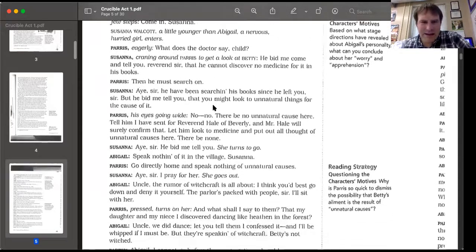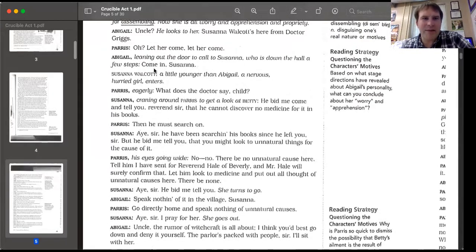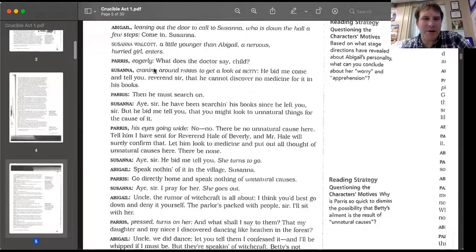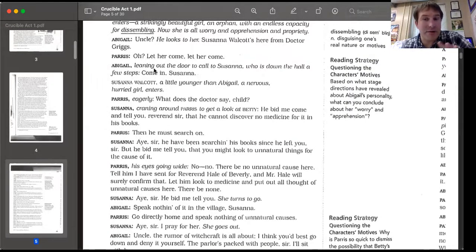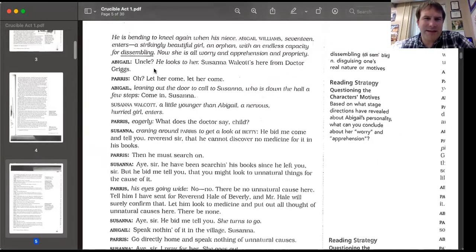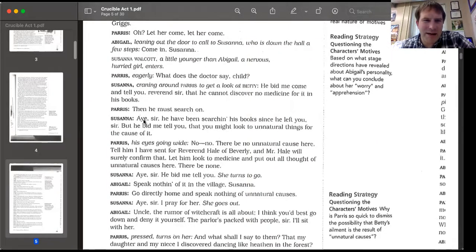And here's an interesting thing. We meet two other characters. We meet Abigail and Suzanne Walcott. Abigail is going to be the bigger one that we're going to focus on most of the rest of this act. But Suzanne Walcott's really interesting because, especially right here, where Suzanne Walcott enters, she is trying to get a glance. She's trying to look around Paris to get a look at Betty. So she's just kind of curious and trying to be a little bit nosy there.